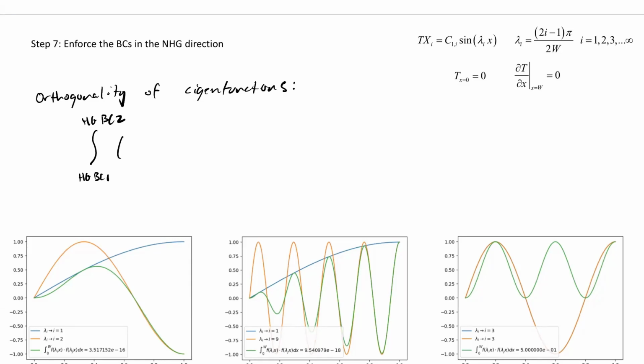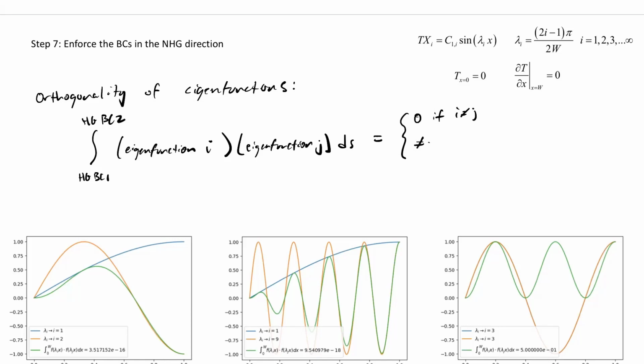So we're taking the integral of our first function. These are now orthogonal functions. We'll call it eigenfunction i, and then we multiply that by eigenfunction j with respect to whatever variable we're integrating. If those functions are orthogonal, we would expect 0 if i is not equal to j, and not equal to 0 if i is equal to j. That is confusing, but what am I saying? I just told you that if you have two orthogonal functions and you take the product and then integrate, you should get 0.